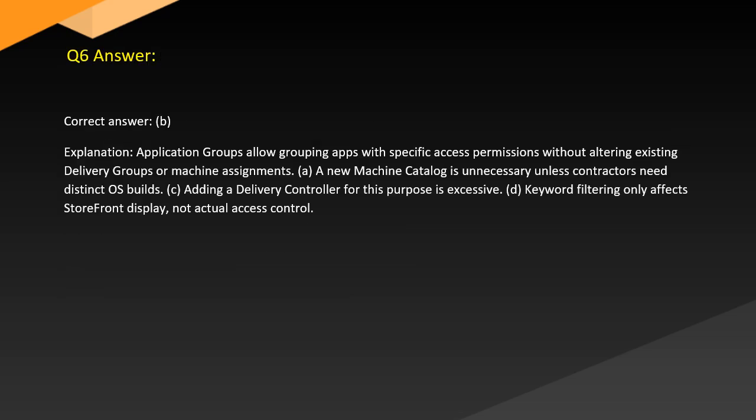Answer. Correct answer: B. Explanation. Application groups allow grouping apps with specific access permissions without altering existing delivery groups or machine assignments. A. A new machine catalog is unnecessary unless contractors need distinct OS builds. C. Adding a delivery controller for this purpose is excessive. D. Keyword filtering only affects StoreFront display, not actual access control.